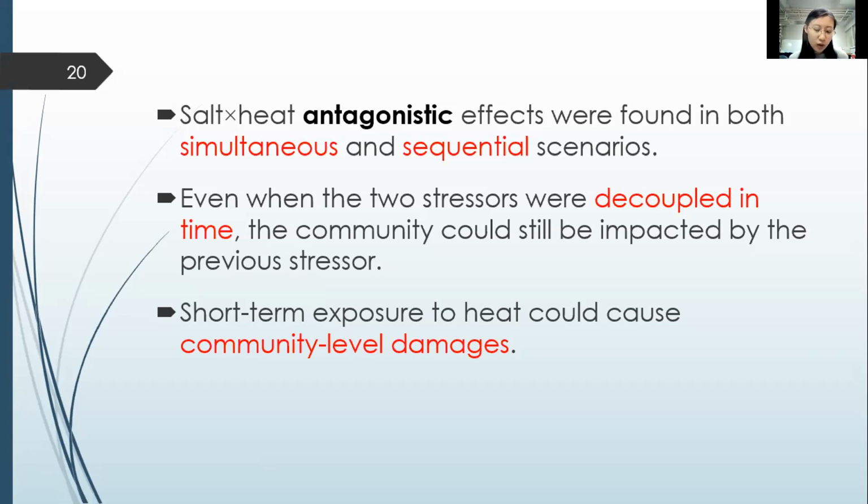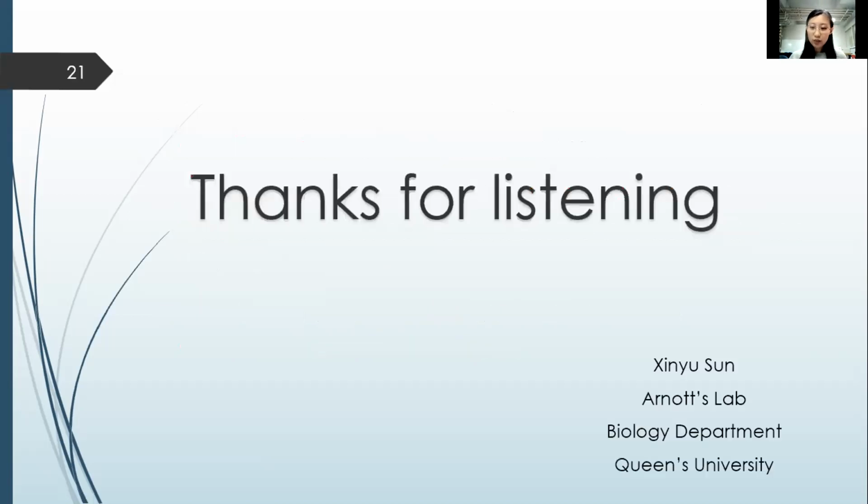Acute thermal stress has been infrequently considered in multiple stressor studies, particularly for community level experiments. However, our study suggested that short-term exposure to heat could cause community level damage by reducing zooplankton abundance and biomass. Therefore, we think that more attention should also be given to such an emerging issue. And that's it. Thank you.